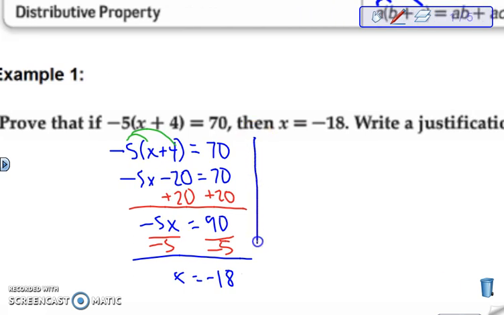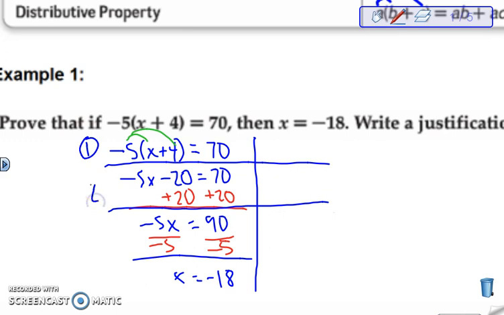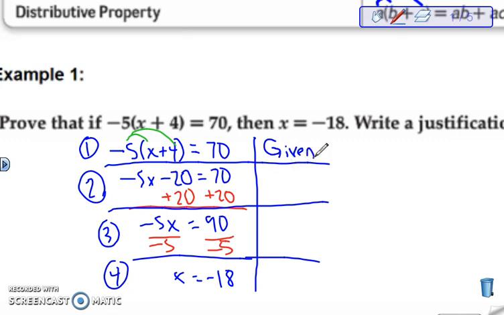So to turn this into a formal proof, what we're going to do is take what we worked out and break it down into steps. And then we're going to use the properties we were just discussing to justify each of the steps. So if we look at it, we started with the equation that was given to us. So that is given, right? That's always going to be our first step. Always write given. Always start with information that was given to us.